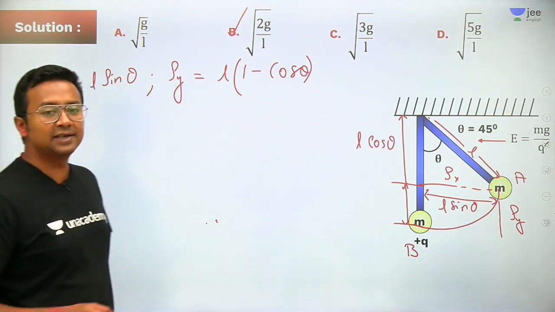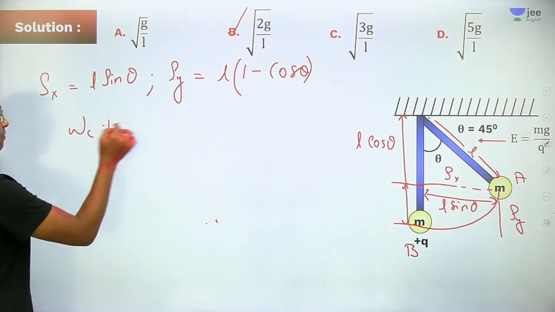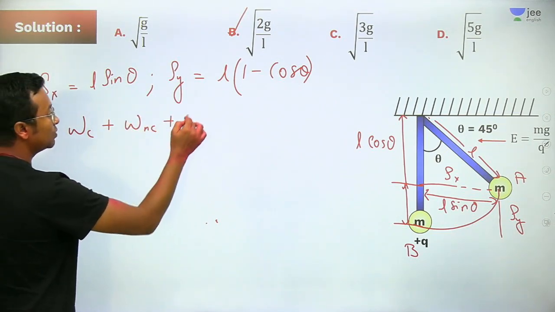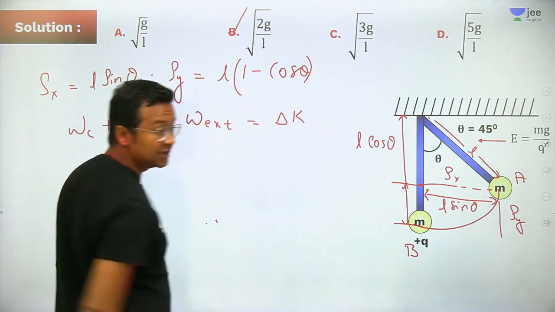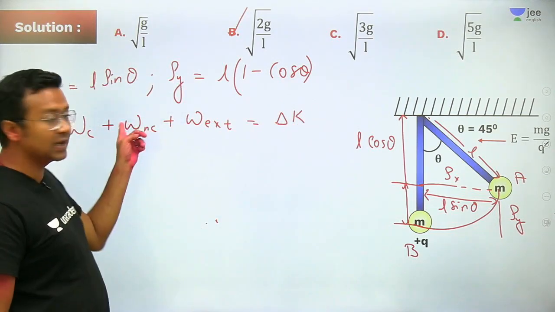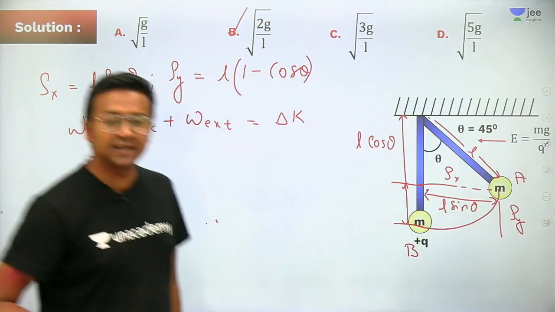We will try to do it by the work energy theorem. Work done by conservative plus work done by non-conservative plus work done by external forces will be equal to change in kinetic energy. Are there any non-conservative forces in the entire system? Tell me, are there any non-conservative forces in the entire system?